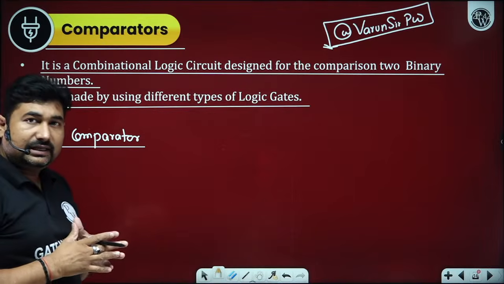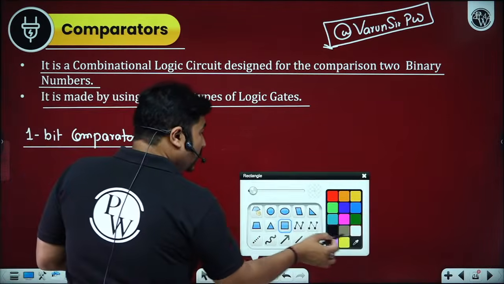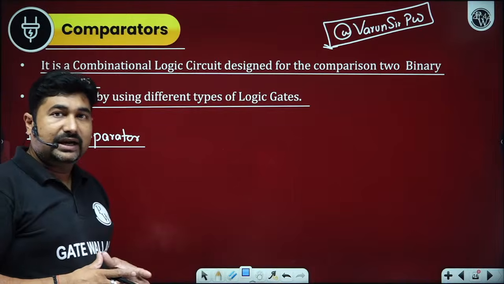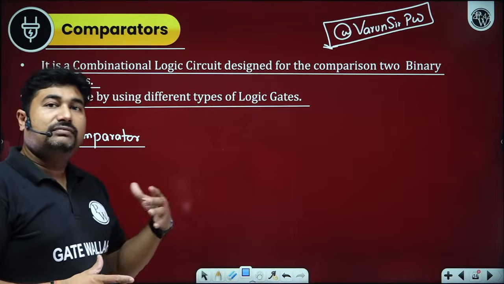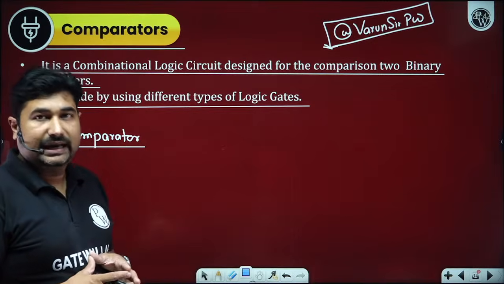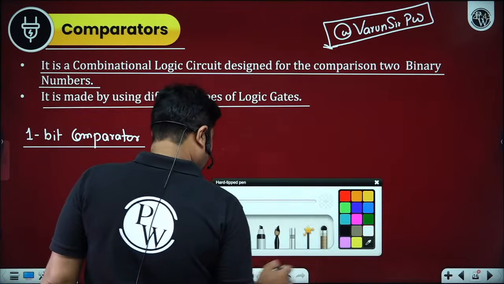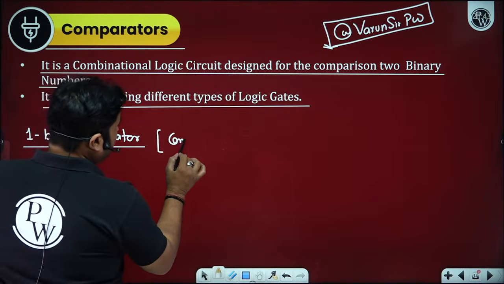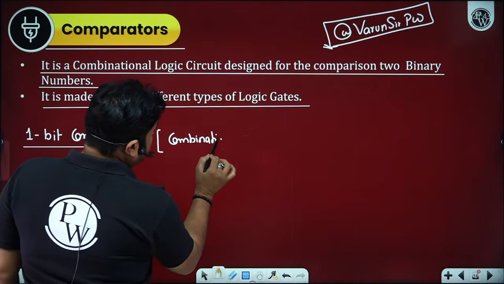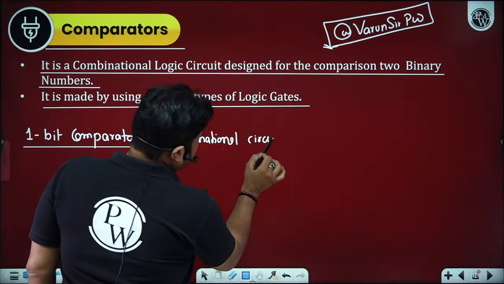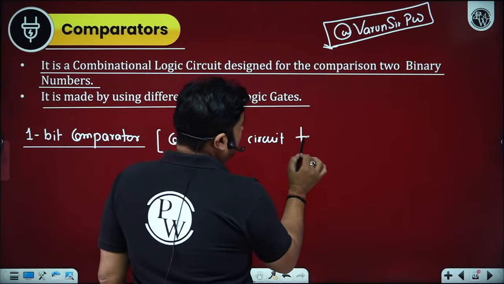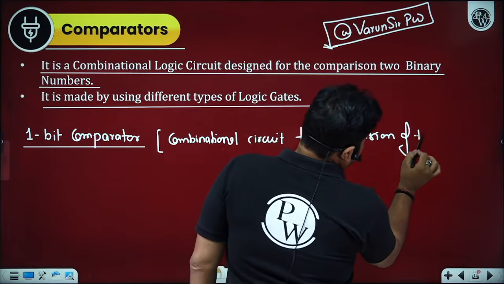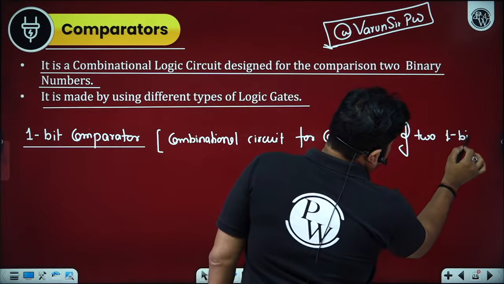In a 1-bit comparator, two 1-bit numbers, let us suppose A and B, are compared, and depending upon the comparison, one of the output lines X, Y, Z will become high. So, a combinational circuit for comparison of two 1-bit numbers.